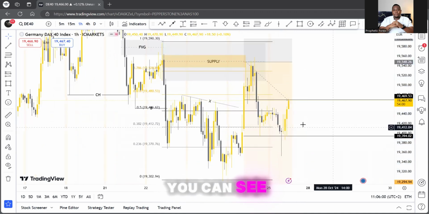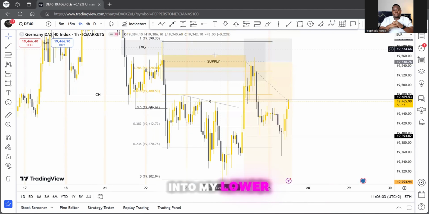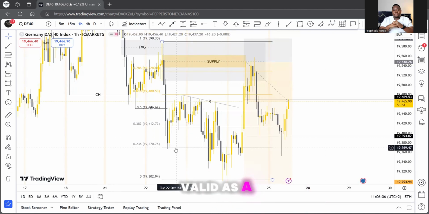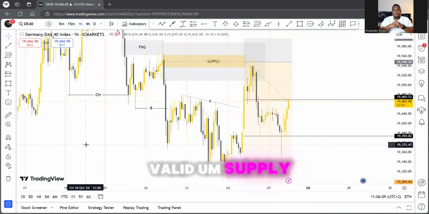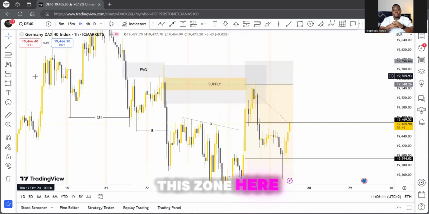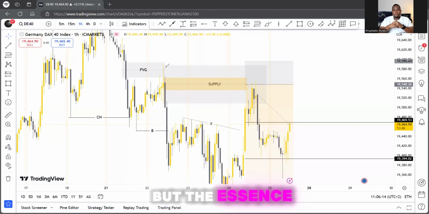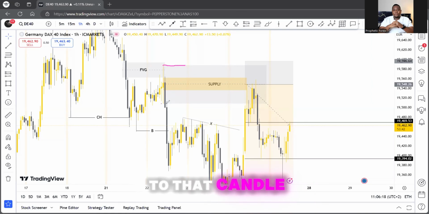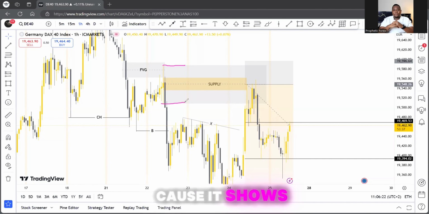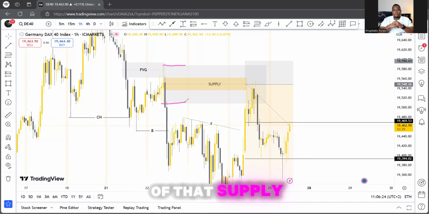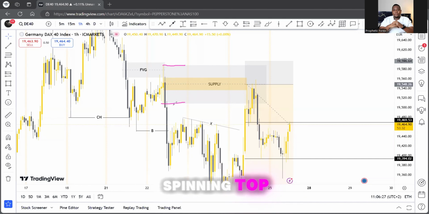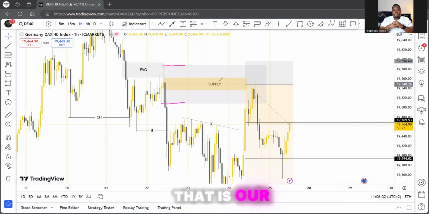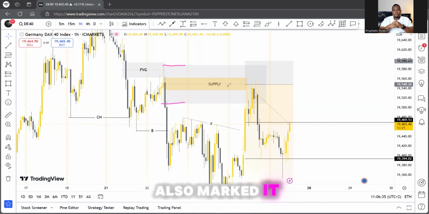But as you can see, once the market started pulling back into my lower high, I'd already marked it as a valid supply zone, of course. As you can see, this zone here was a little bit large, but the essence of this video is to show you that I took it from that candle to that candle there, that spinning top candle. I like it so much because it shows me the strength of that supply as well. So I took that whole range, stretched it across, that is our supply, and I also marked it at 50%.